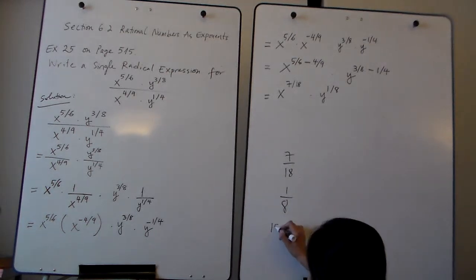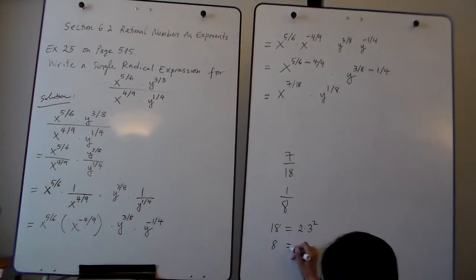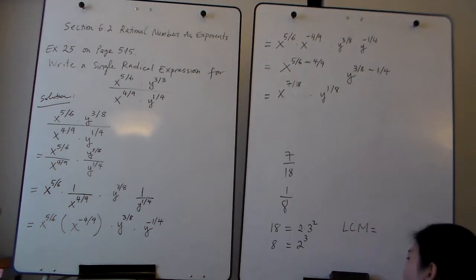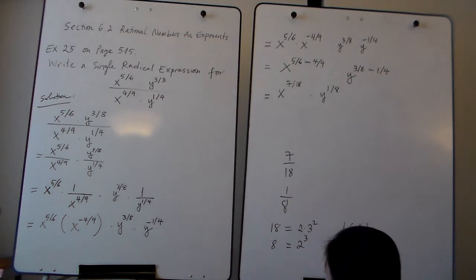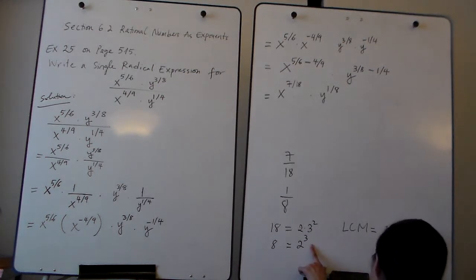So the first one we have is 18. 18 comes from 2 times 3 squared, because 9 times 2 is 18. For 8, it comes from 2 to the third power, because 2 times 2 is 4, 4 times 2 is 8. Now the LCM is the product of all factors from the denominators, but you use each factor the greatest number of times it happened. For 2, it only happened 1 time here, because it's raised to the first power. But this 2 right here happened 3 times. So I will use 2 raised to the third power for the LCM.